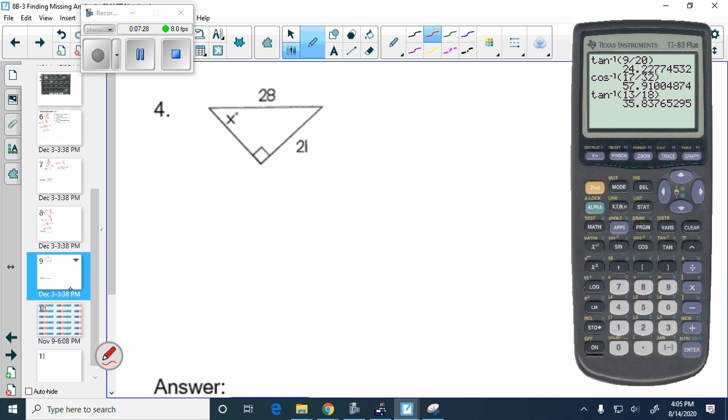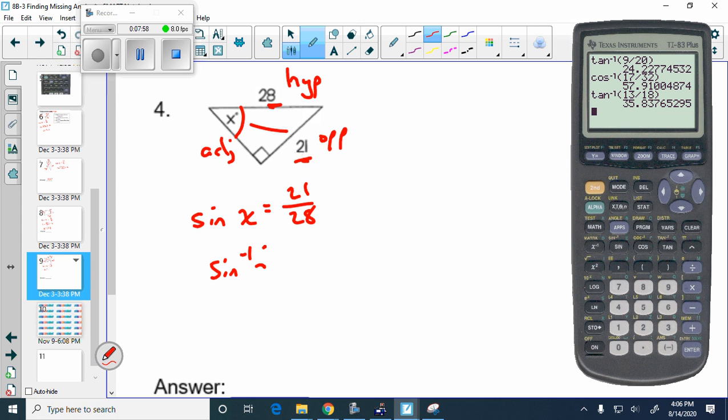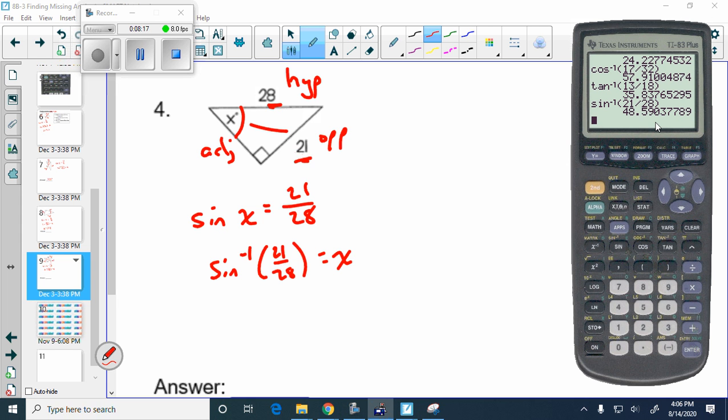All right, let's go with one more. This guy here. Relative to this angle, I've got opposite, adjacent, hypotenuse. Opposite and hypotenuse. That's the sine of x is the opposite over the hypotenuse. So the inverse sine of 21 over 28 is x. So the inverse sine of 21 over 28, 48.6.